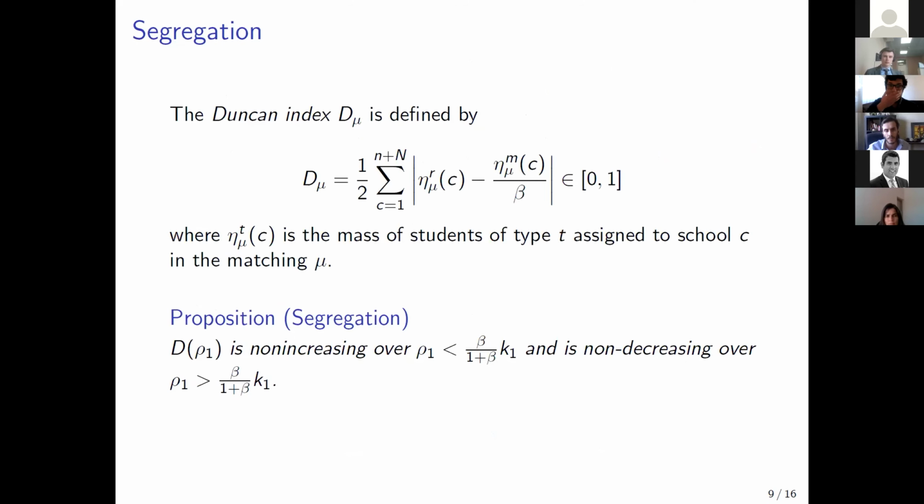And let me just talk about how the minority reserves rule one impact several market outcomes. The first one is the segregation in the system. So there are several ways to, yeah.